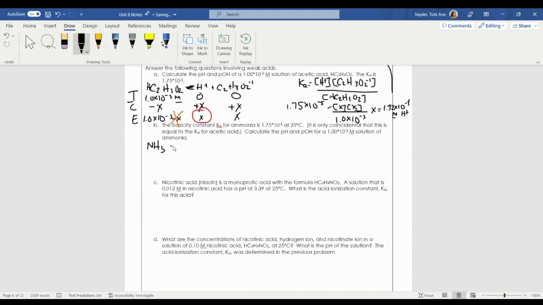It doesn't really matter how we write this out. We'll add a water there, since technically, remember, everything is in water. If ammonia is acting as a base, right, that means it is accepting a proton. So my products would be ammonium and hydroxide.